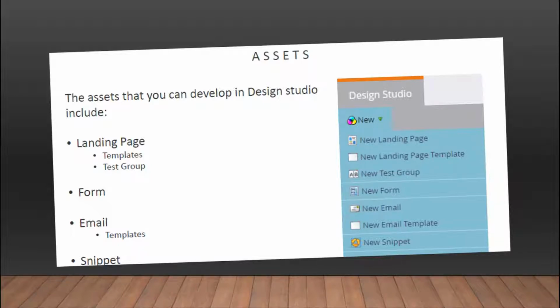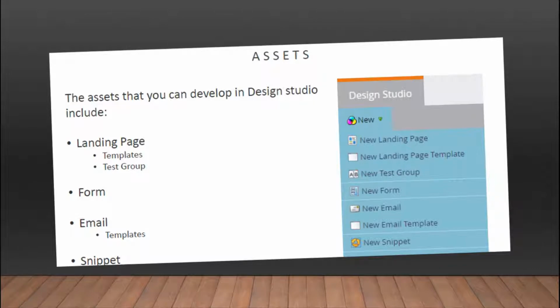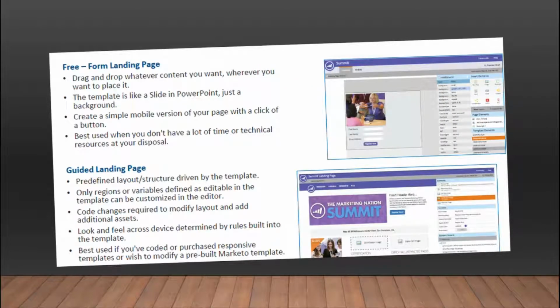When you log into Marketo, you land on the first screen, and you just have to click on the Design Studio tile, similar to Marketing Activities. You will straight away enter the Design Studio. When you click on New, you will find options like new landing page, template, new test group, new form, email template, and new snippets. We will discuss them one by one, but in this video we will be primarily focused on new landing page. So to start, you just have to click on New Landing Page.